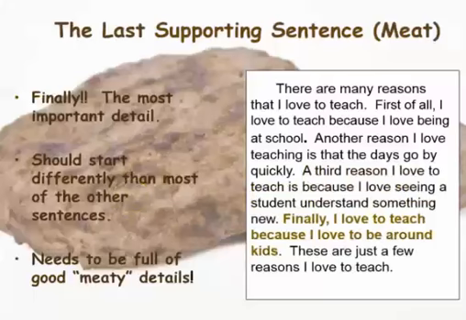Okay, the last supporting sentence, of course, now we're getting into the meat of the whole thing. We need at least to make our readers know that, okay, now we're getting to the point. We've beat around the bush long enough. We've given them lots of support. We've built it up to it. And finally, we are at the most important detail. This should start differently than most of the other sentences. Get to the point. This is where we're getting to the meat of the paragraph. Finally, I love to teach because I love to be around kids. Okay? Needs to be full of good meaty detail. This is what you started out to say, and this is the most important part. So you kind of almost save the best for last.